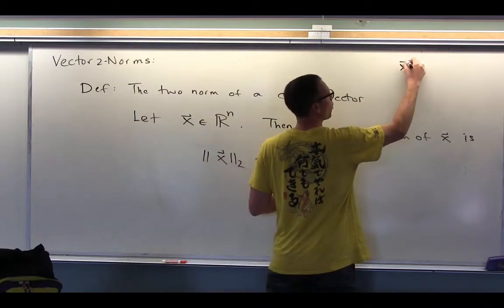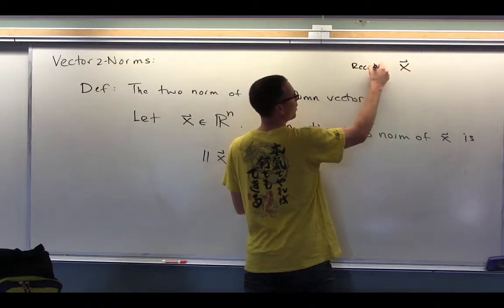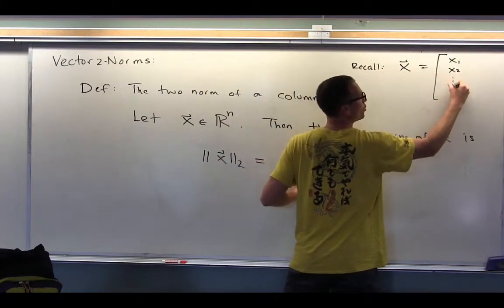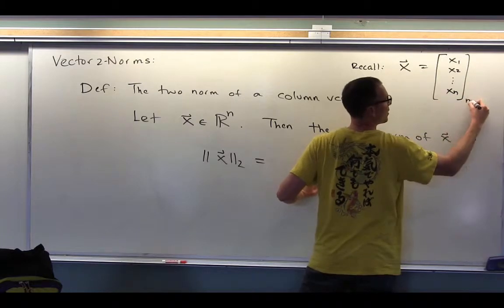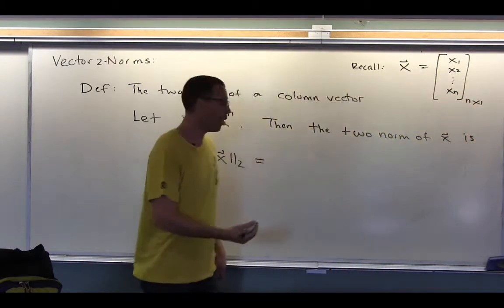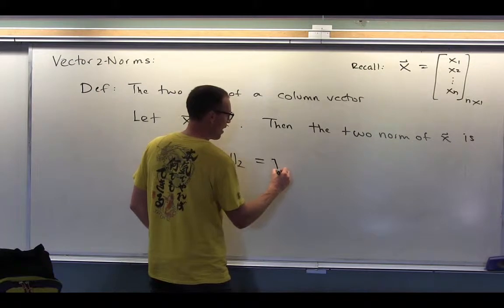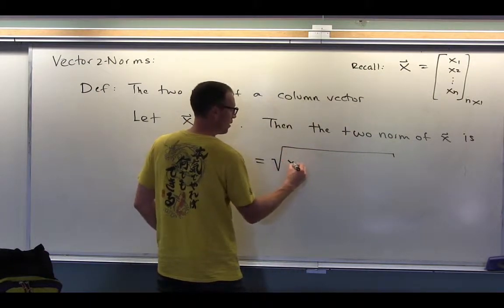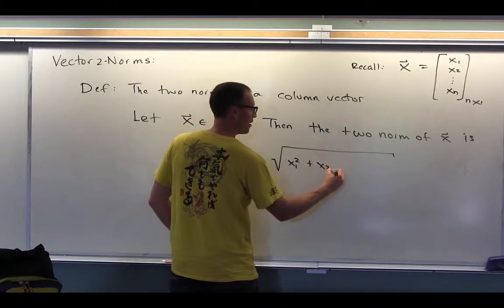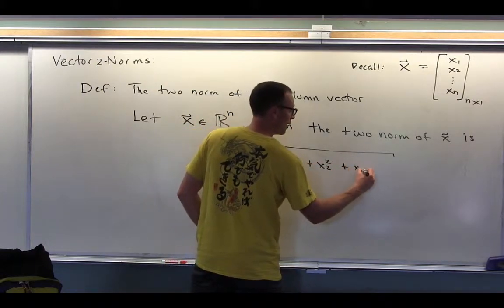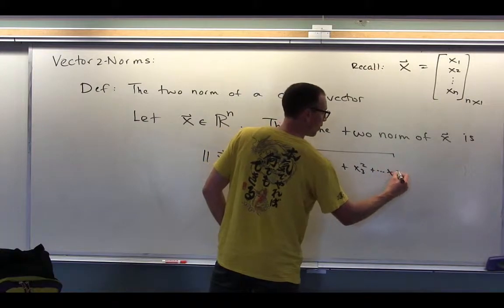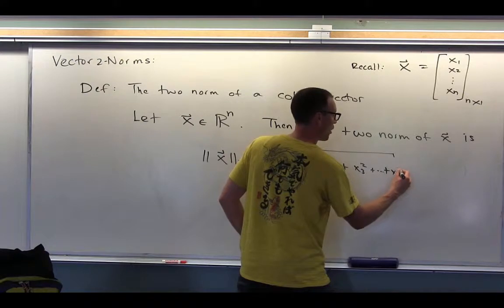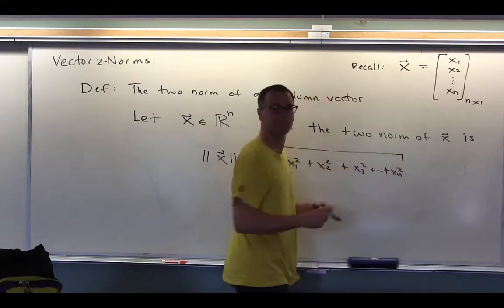As a quick reminder, what does x look like if it's a column vector? x1, x2, all the way down to xn, and this is an n by 1. The two norm is going to be the square root of, can anybody guess what I'm about to say? x1 squared plus x2 squared plus x3 squared plus, what's the last one? xn squared. How did you know that it ended with n?